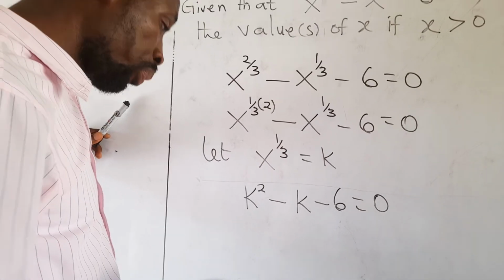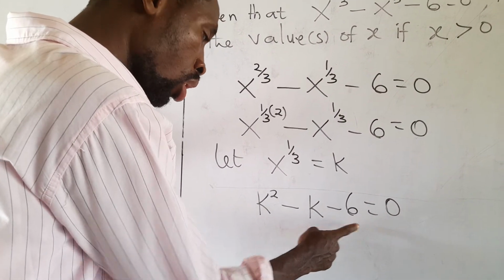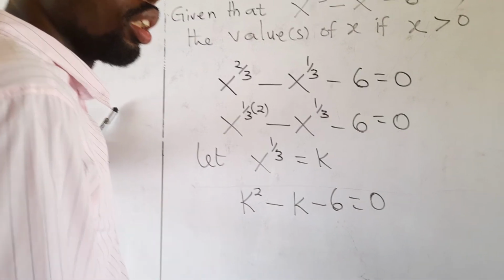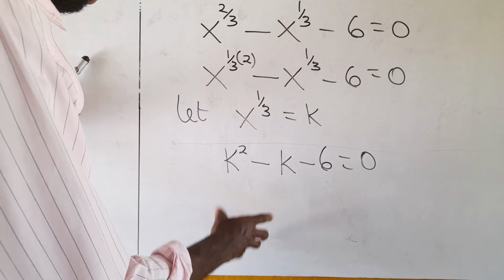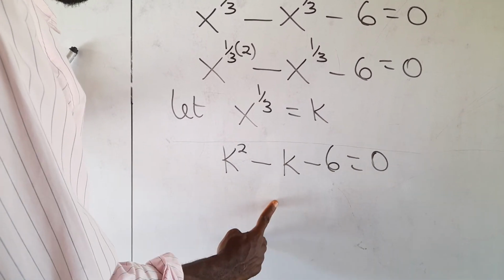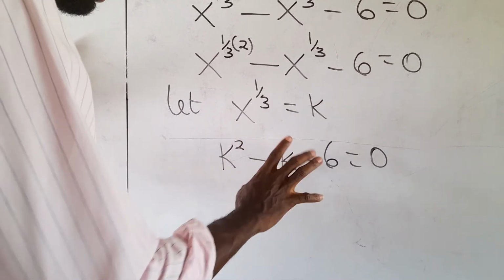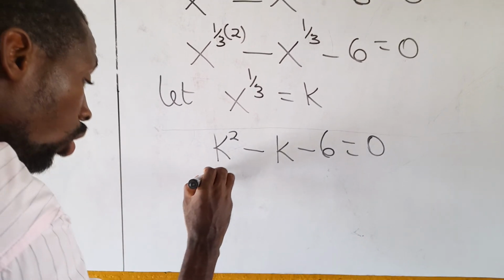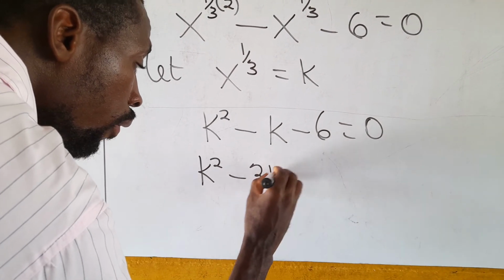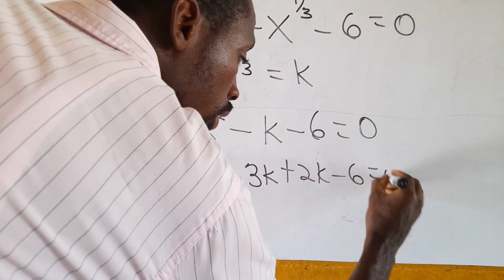Now remember, the coefficient here is 1, so we find the factors of 6 that, when we add, we get negative 1, and when we multiply, we get negative 6. Those factors are 2 and negative 3. 2 plus negative 3 will be negative 1, and 2 times negative 3 will be negative 6. So we replace the linear term by those factors. You have k squared minus 3k plus 2k minus 6 equal to 0.